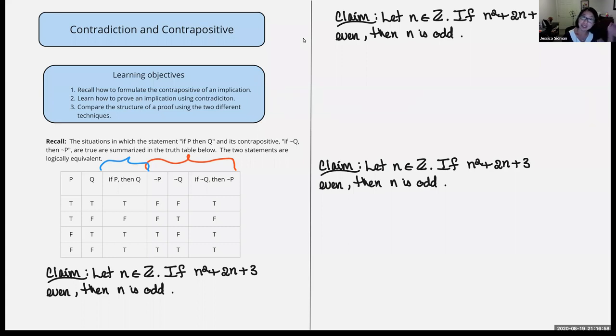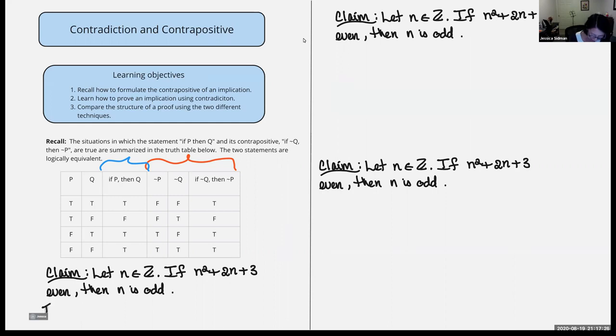So I can do a direct proof of if P then Q, or I could do a direct proof of not Q implies not P, and I'd be proving the same thing. So why would I want to do this weird thing of proving the contrapositive? Here's a statement where it seems like it just might be easier. Let's quickly see what would happen if we tried a direct proof.